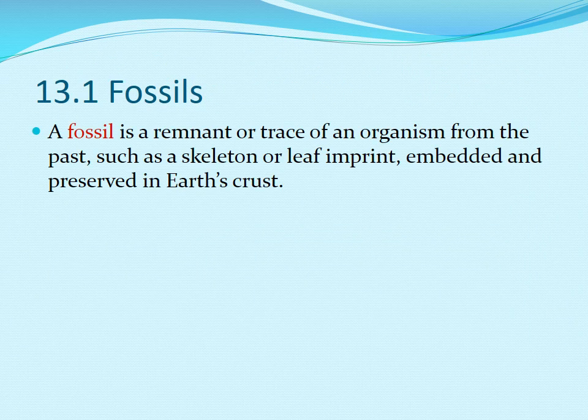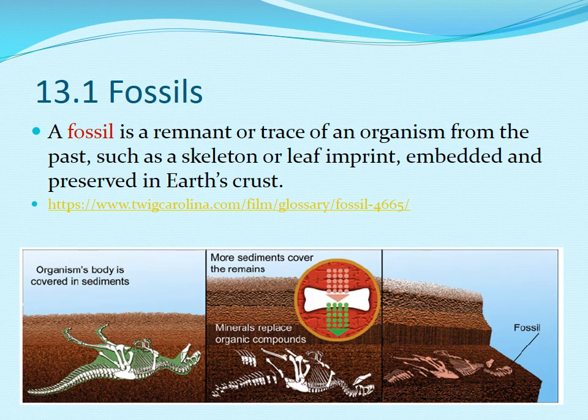The last thing we're going to talk about is the fossil record and how fossils play a role in proving evolution. A fossil, by definition, is a remnant or a trace of an organism from the past, such as a skeleton or an imprint embedded and preserved in the Earth's crust, often covered in sediments. I know you learned in the past how fossils form. The tissues that were originally in the organism often get replaced by minerals in the sediments and rocks around them, thereby becoming rocks themselves, so to speak. And that's what we find today.